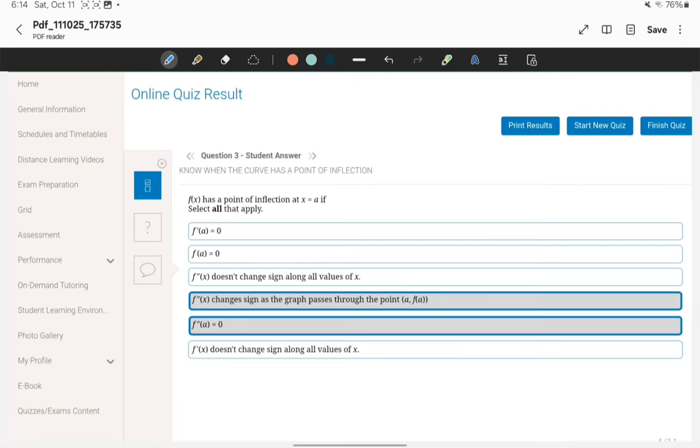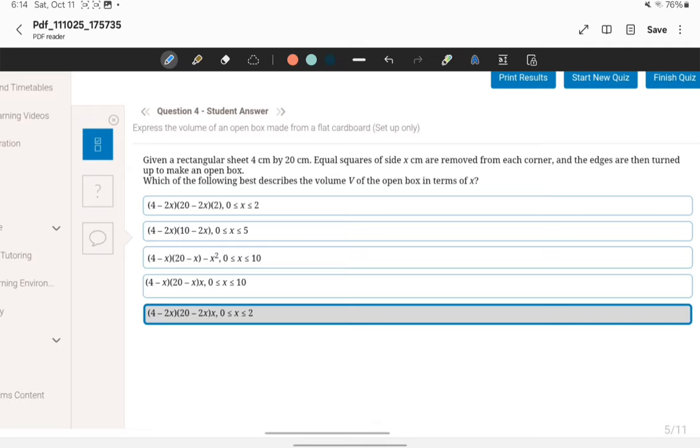Number 3 also came last week, but this is just a definition. I can't help you with this, just memorize. The inflection point changes the sign as the graph passes through point A and f of A, and the f prime prime of A equals 0. Once again, just memorize. Okay, number 4.